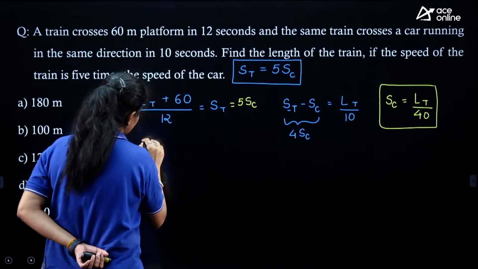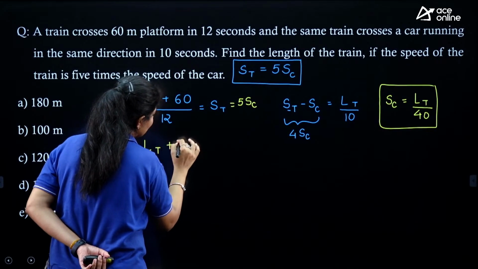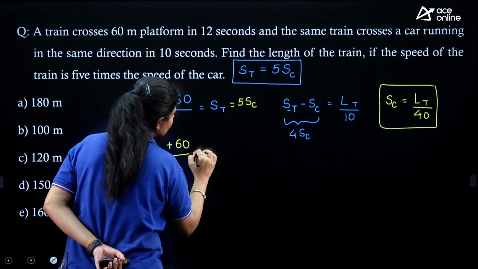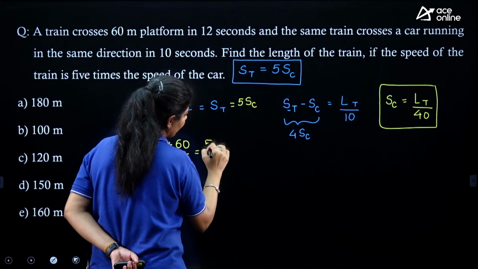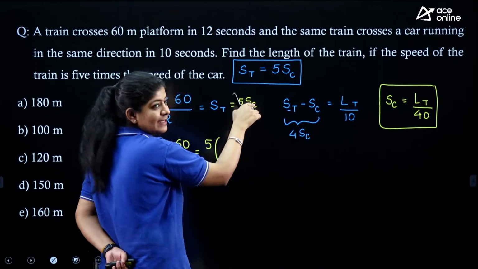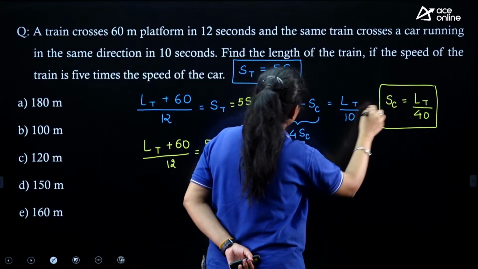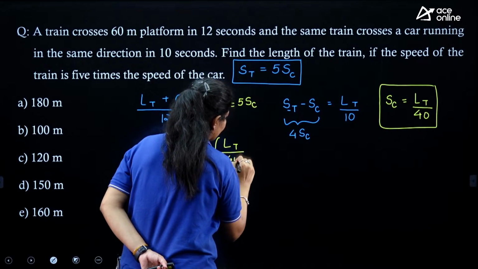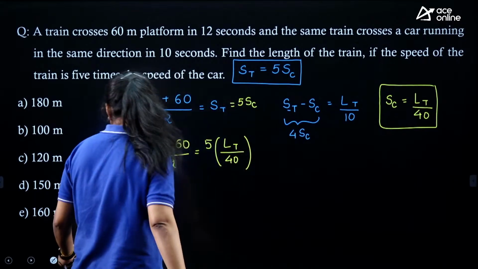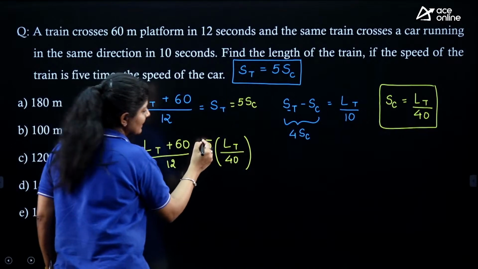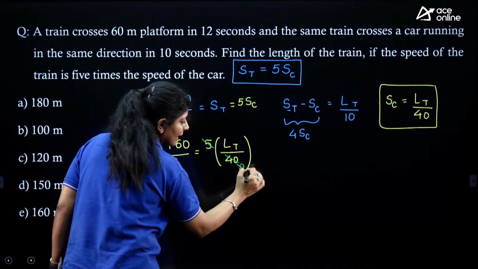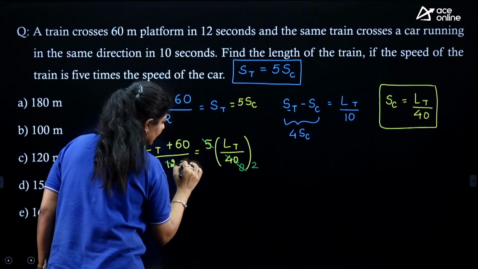So length of the train plus 60 divided by 12 is nothing but equal to 5. Now I am just replacing the speed of the car with this relation, that is nothing but LT divided by 40, right? Now can we reduce it more? Yes. Here we are getting 8, here we are getting 2 and here I am getting 3.